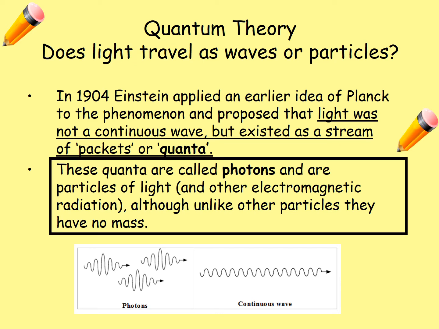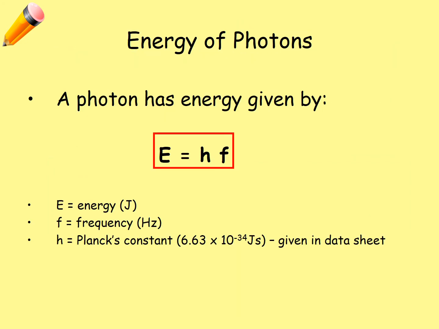Now, each photon has an energy attached to it, a discrete amount of energy, and the energy of each individual photon depends on its frequency. So the energy of the photons is given by the expression E is equal to hf. Now, this expression is on your relationship sheet, where E is the energy measured in joules, f is our frequency in hertz, and h is Planck's constant, 6.63 times 10 to the negative 34 joule seconds. Now that's given in the datasheet. If you do enough calculations, you'll soon remember it.